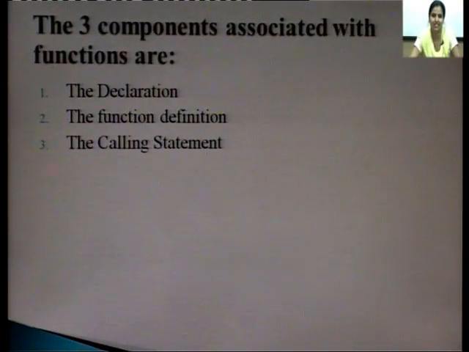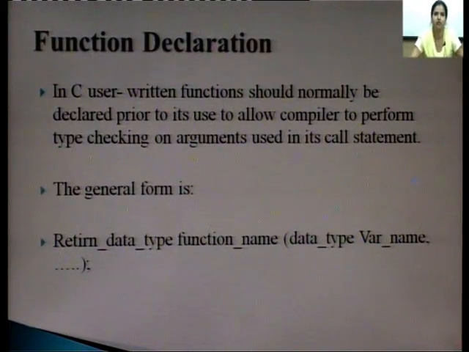We will discuss later on. The first is function declaration. In C, user written functions should normally be declared prior to its use to allow the compiler to perform type checking on argument used in its call statement.